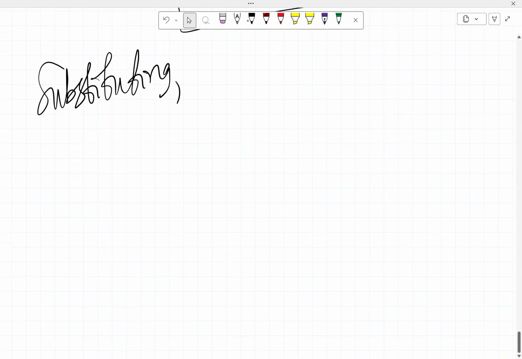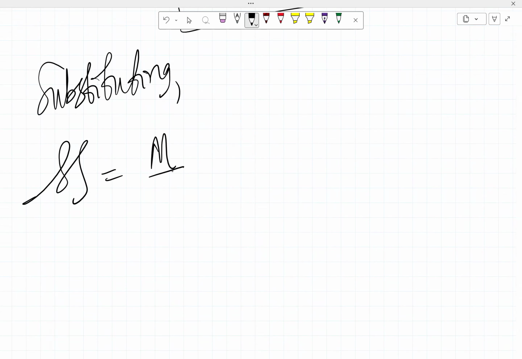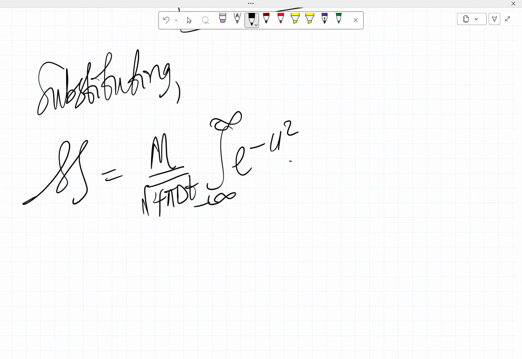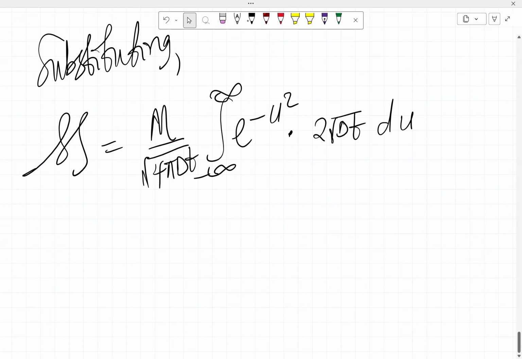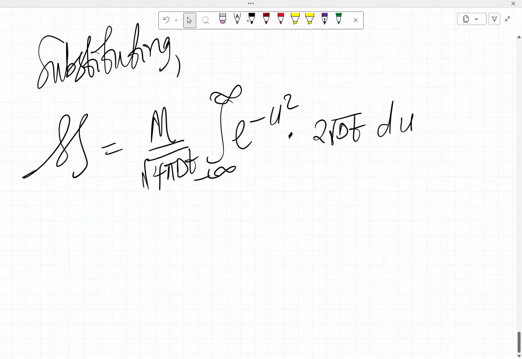So what that means is that we then have this special m to be big m over square root of 4 pi dt integral from minus infinity to infinity, e raised to minus u squared, then 2 square root of dt multiplied by du, like this. So that happens to be another constant which you can push out. So we can simplify the constants.